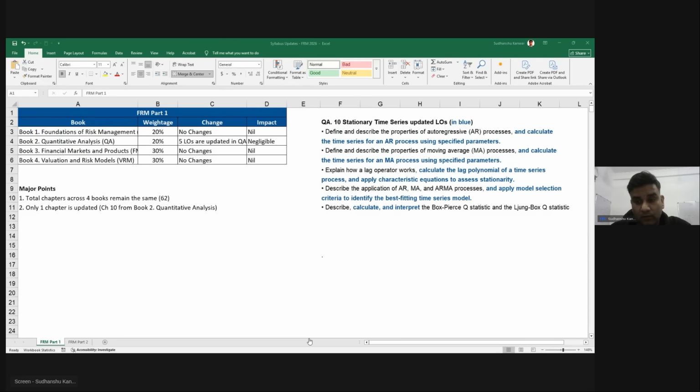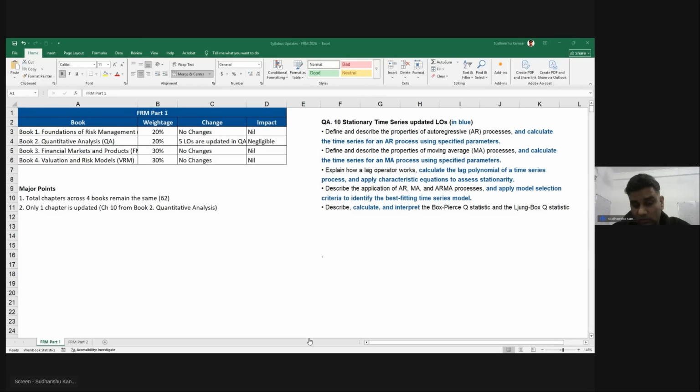Today I am doing a comparative analysis of what changes GARP has made from the 2025 to the 2026 FRM syllabus. I have spent some time comparing the 2025 syllabus with the newly released 2026 syllabus for both FRM Part 1 as well as FRM Part 2, and I want to give you a clean, structured understanding of what actually has changed, where you should pay more attention and where you can relax because nothing major has happened. Let's start with FRM Part 1.